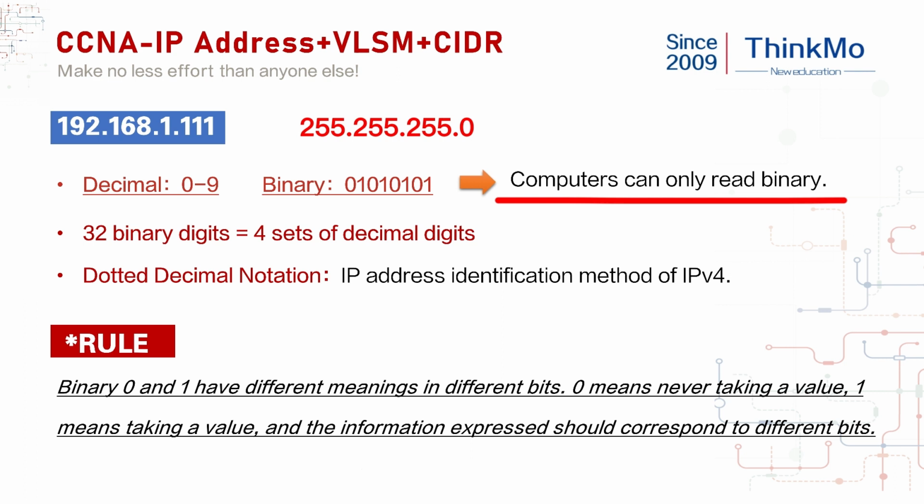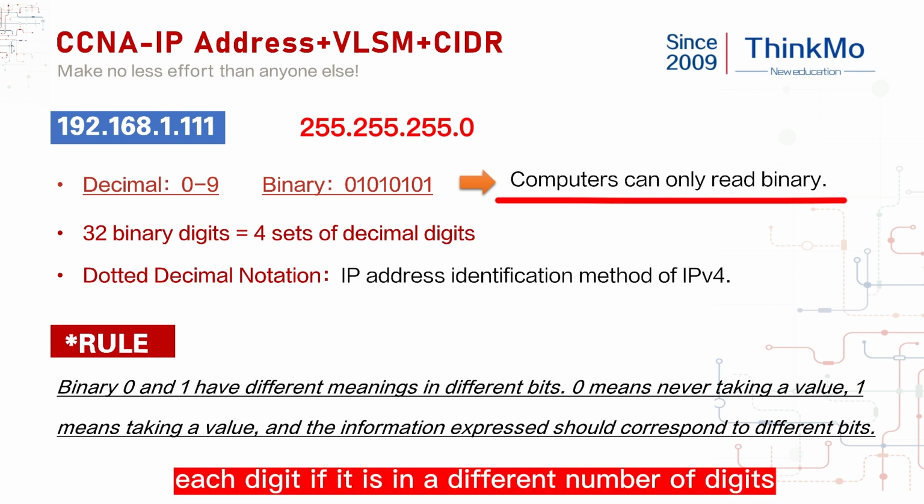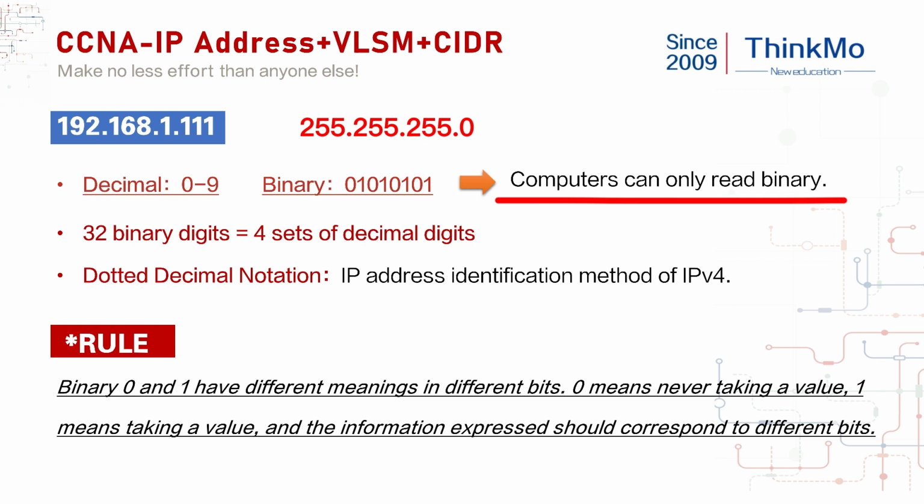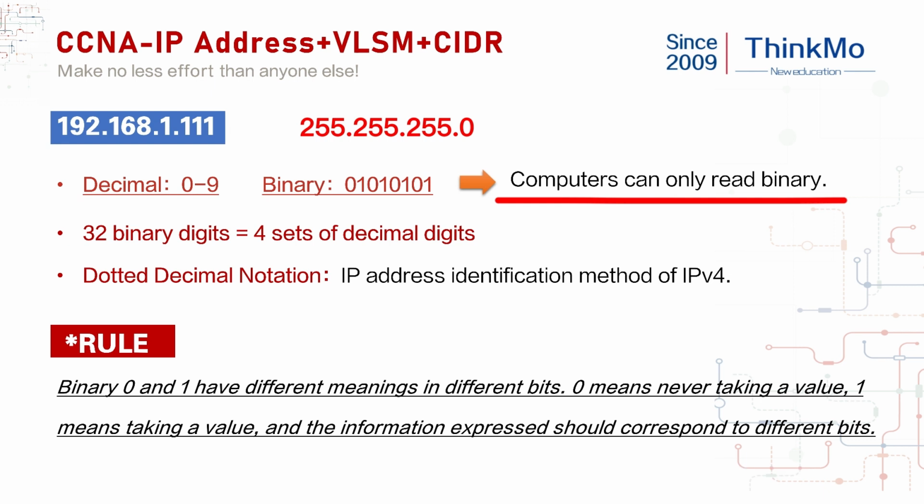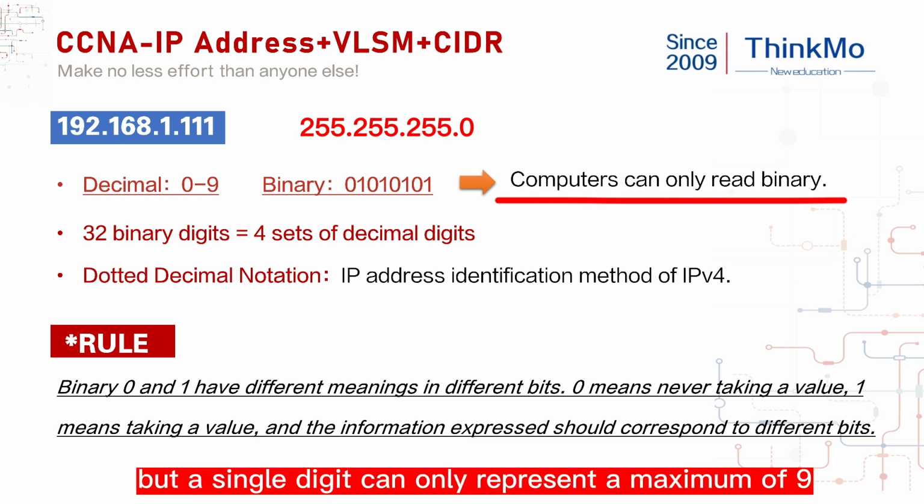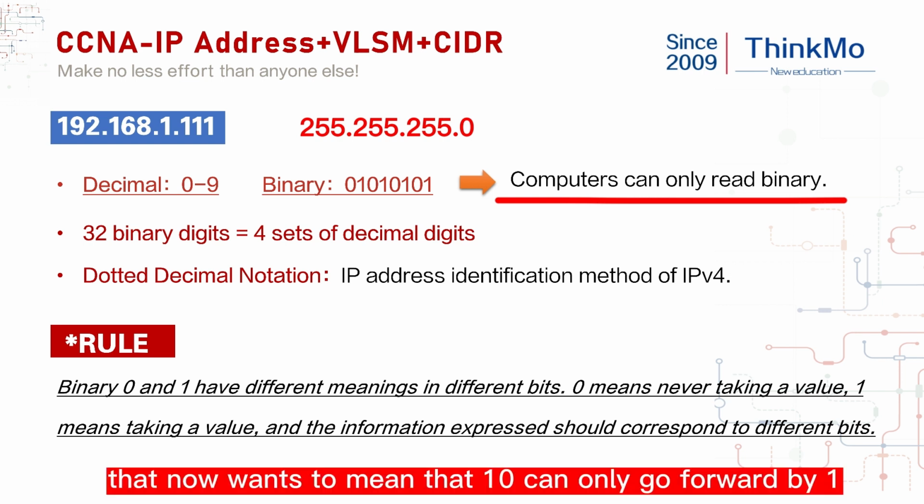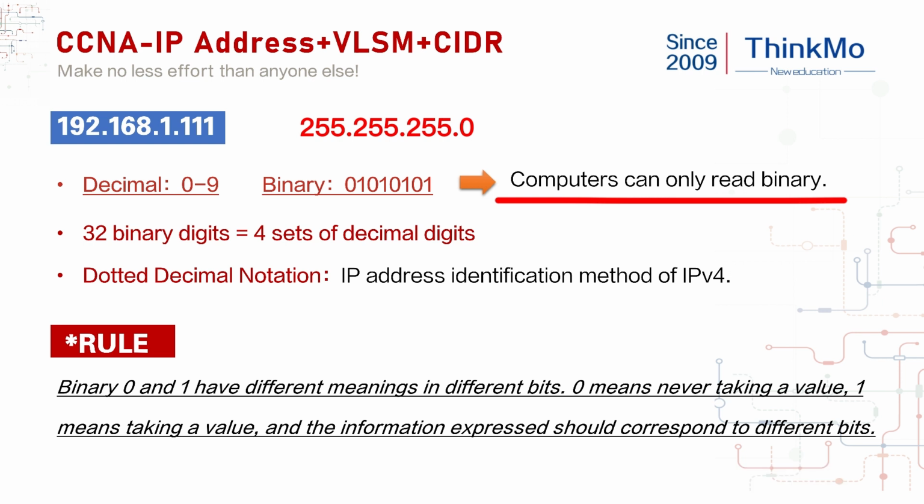Everyone will find that each digit, if it is in a different position, in fact represents a different value. Small values are behind, large values in front. If a digit has no way to represent the current value, for example, now I want to represent 10 in decimal, but a single digit can only represent a maximum of 9. To represent 10, we can only go forward by 1. This one becomes 0, 1 step forward, 1 to represent 10. It's called decimal.